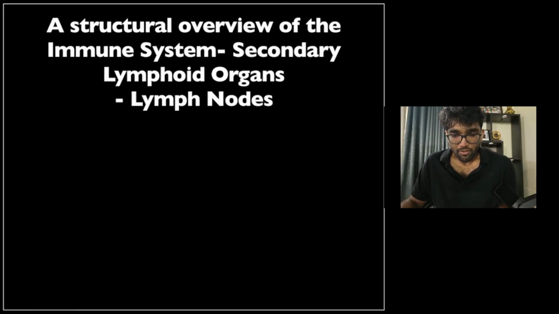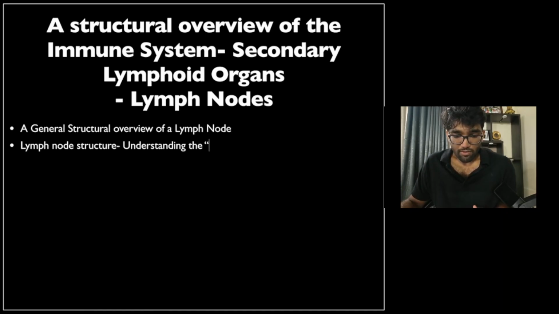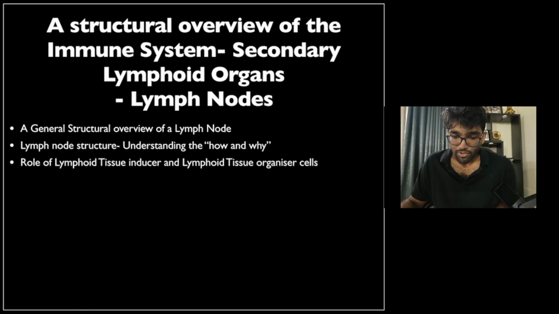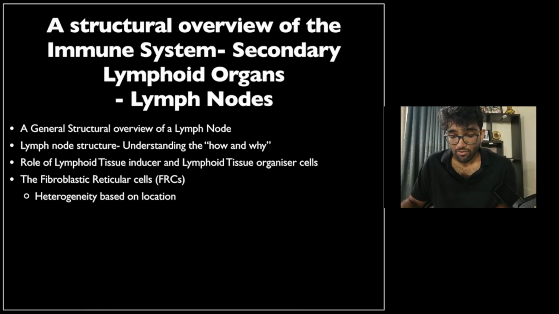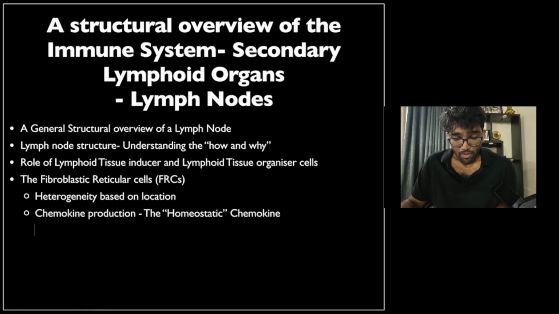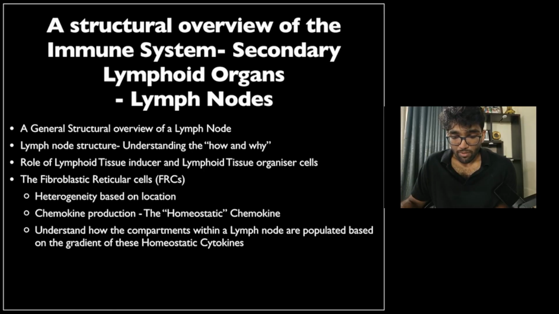Now, coming to the lymph nodes as secondary lymphoid organs, we'll talk about the general structural overview of the lymph node. We'll talk about lymph node structure and try to understand how and why the structure is the way it is. We'll talk about the role of lymphoid tissue inducer and lymphoid tissue organizer cells in the formation of a lymph node. Then we'll talk about fibroblastic reticular cells or FRCs and their heterogeneity based on location. The chemokines they produce, particularly homeostatic chemokines. Understand how the compartments within a lymph node are populated based on the gradient of these homeostatic chemokines.